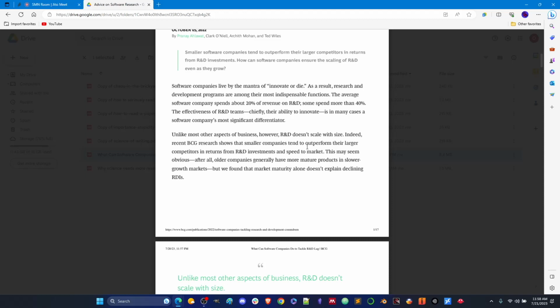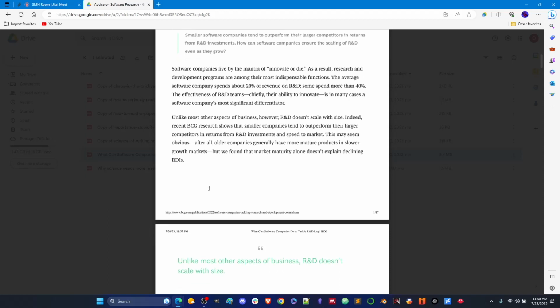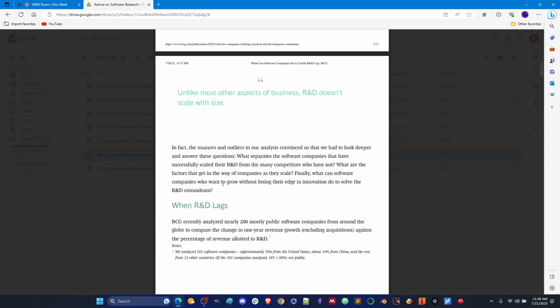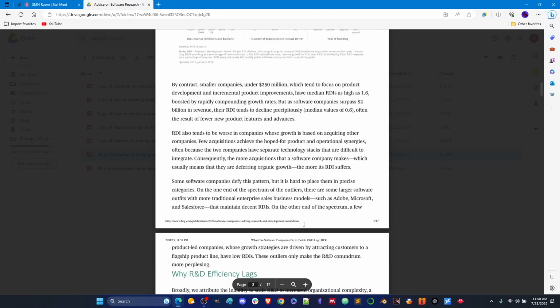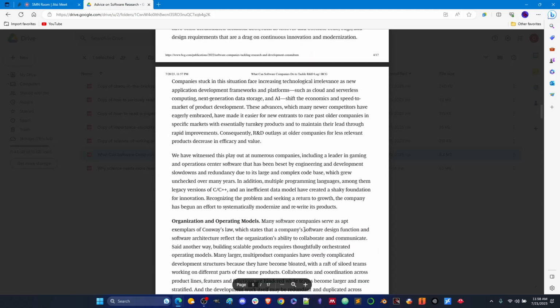If you have more inertia, acting like a larger bureaucracy, new research ideas have less of an impact, partially because your organization is larger, but also because you don't just adopt the latest thing that you find. You spend time putting it into a framework. So these are problems that larger corporations have, but they do tend to invest more in R&D. There are a lot of trade-offs here. This may seem obvious. After all, older companies generally have more mature products in slower growth markets. But we found that market maturity alone doesn't explain declining RDIs, and they go into some of the differences between organizations, talking about when R&D lags and the benefits of R&D.